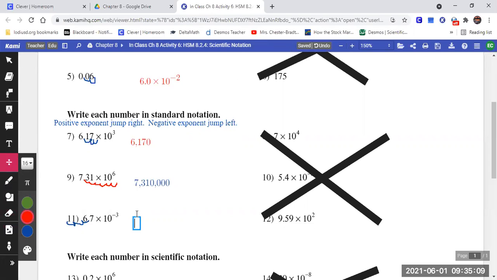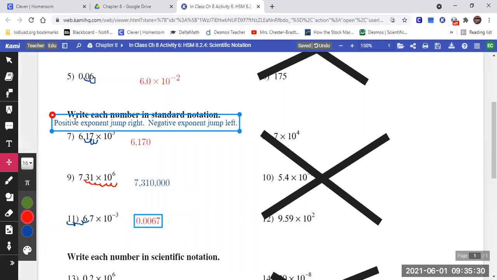What do we always fill in the blanks with? 0. So how many zeros do I have to put in front of that 6? 1, 2 of them. Because I had 2 empty spots, right? So I had the decimal, 2 empty spots.